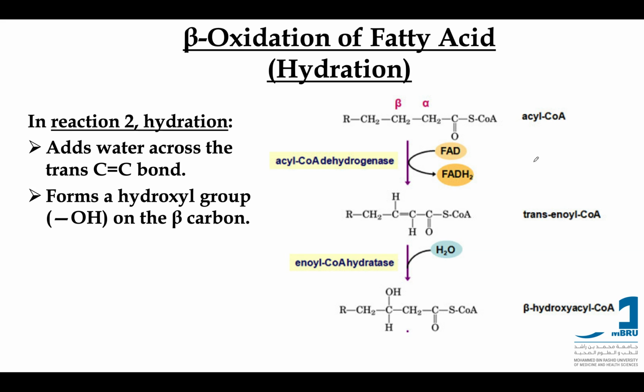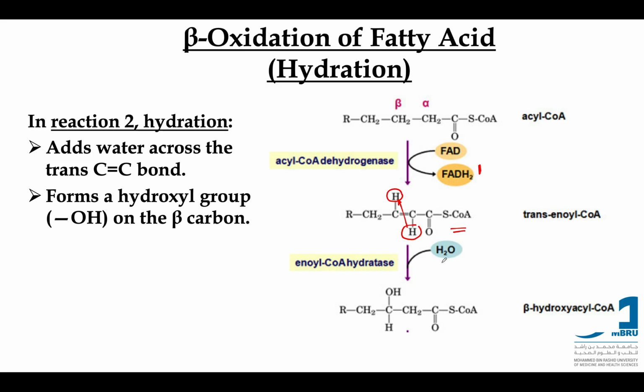What is the second reaction that is happening? So we have the first reaction, acyl CoA dehydrogenase, where we lost one proton and we formed FADH2, and the end product was trans-enoyl coenzyme A. Trans because these particular hydrogens are in the trans orientation.